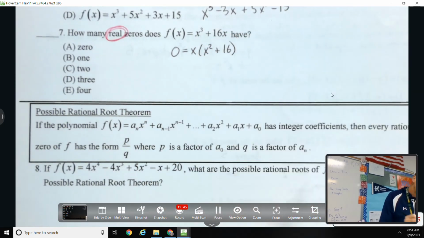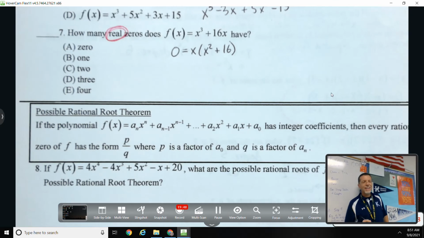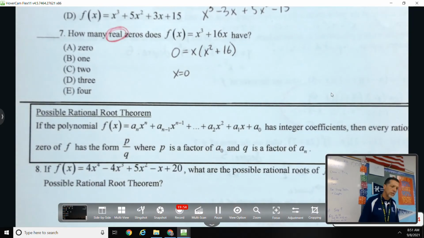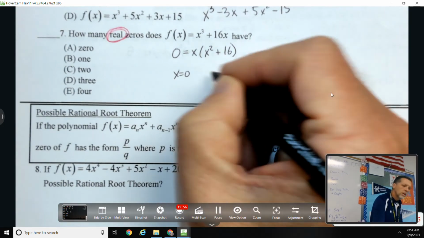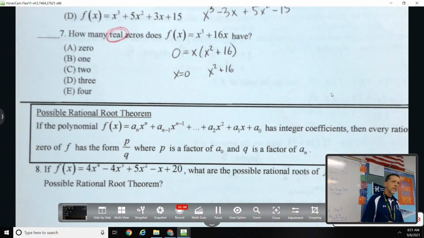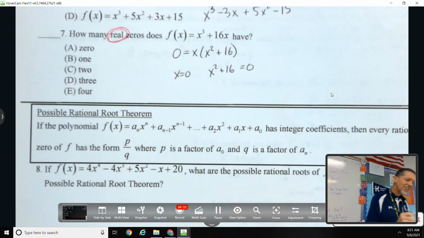It's not hard, but I can't answer it until I solve it. So x equals 0. So there's 1. How about x squared plus 16? Can I factor that? How are you going to factor that? Oh no, you can't. But I can set it equal to 0 and move it around.